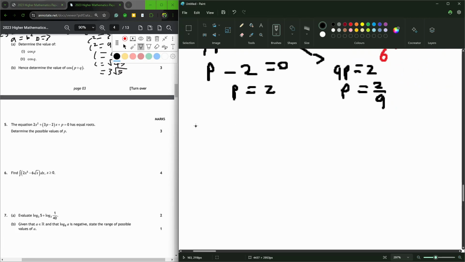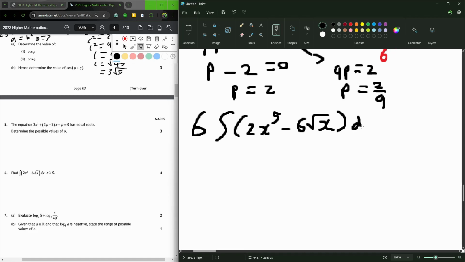So, next question, question 6. Find the integral of 2x^5 minus 6 root x. Yeah, let's get cracking then, eh? So integrals are very similar to derivatives. They're just in the opposite direction. But the same thing applies. You have to prepare it for integration. Remember your dx's, by the way.